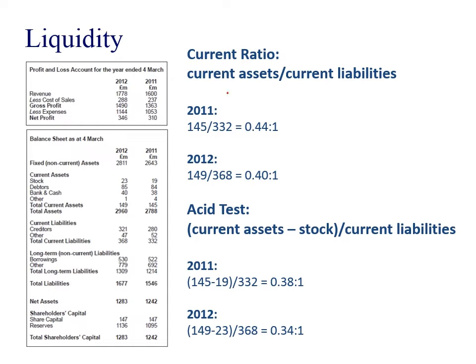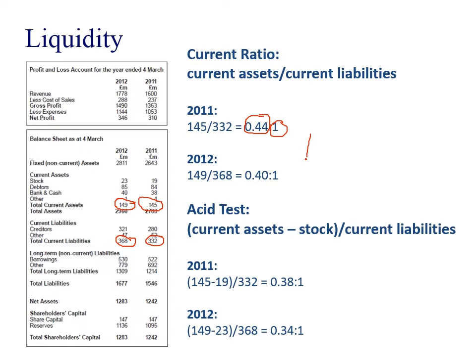So current ratio, current assets divided by current liabilities, and you get these from the balance sheet. We've got current assets here divided by current liabilities there. And we can see that there is a deterioration, not by a huge amount. What it's saying is, for every pound that you owe, how much money do you have to pay it off with? For every pound that the business owes, they have 44p to pay it off with in 2011 and 40p in 2012. So 4p, not a huge amount, but it has deteriorated.